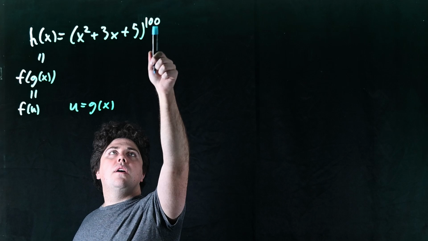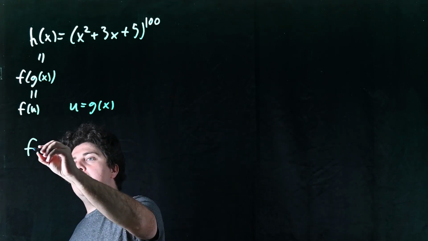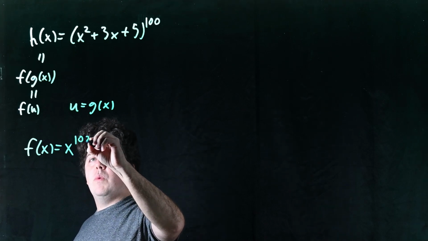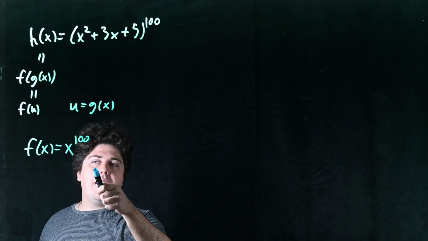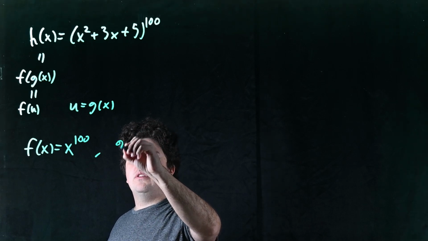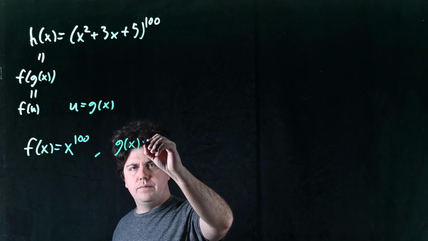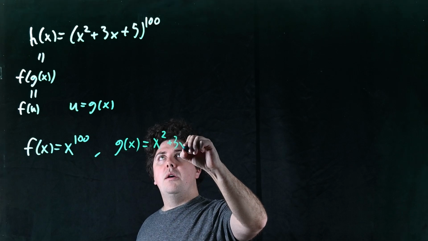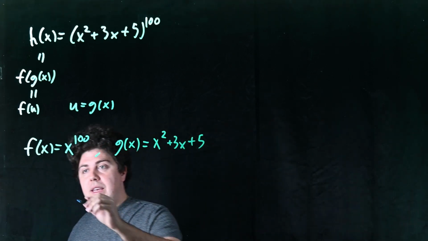We have this power of 100 on the outside, so we're probably going to want f of x to be equal to x to the 100. That's the thing that's being done last. And if we pick f of x equal to x to the 100, I'll just call it g of x for now, but please note that a lot of sources use this u notation. That forces g of x to be equal to x squared plus 3x plus 5. But now we can differentiate this thing pretty easily.